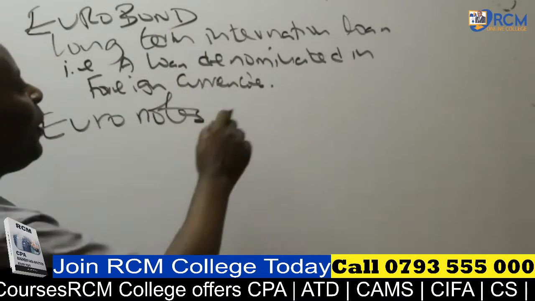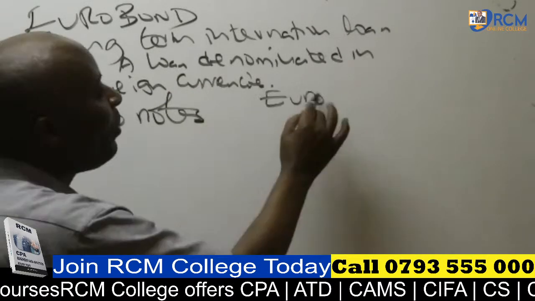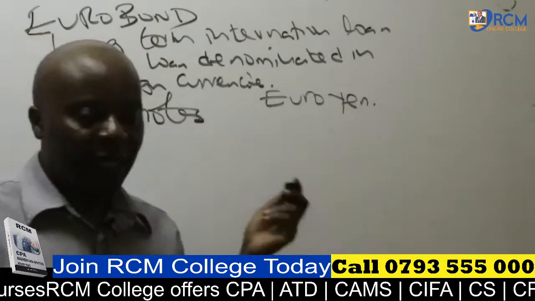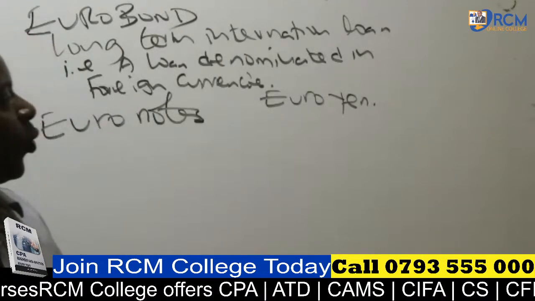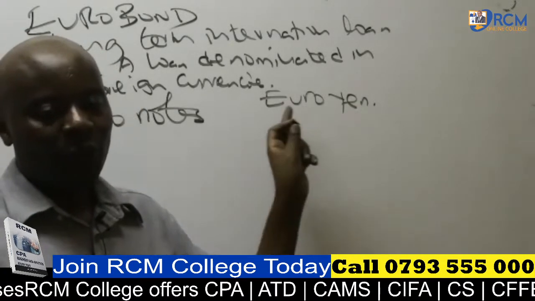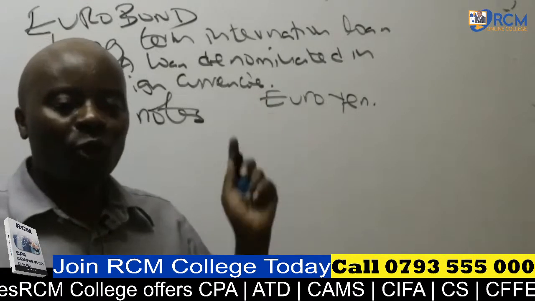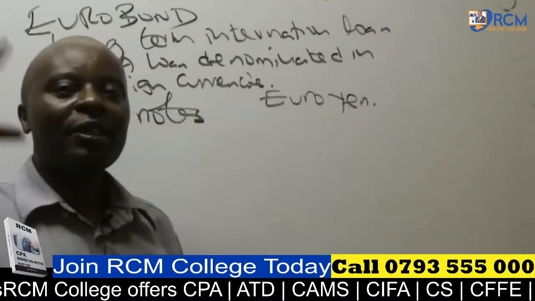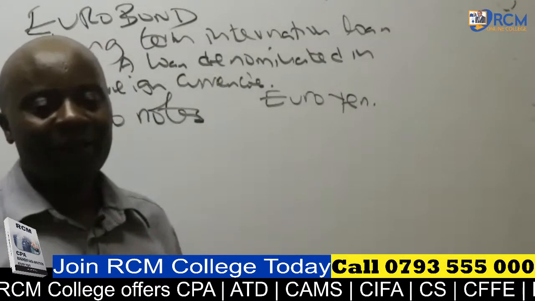So when you hear Euro yen, this is a loan that has been borrowed by a poor country like Kenya, which is denominated in what here? Yens. Euro has got nothing to do with Europe, even those of you who googled were told so. Euro means foreign.